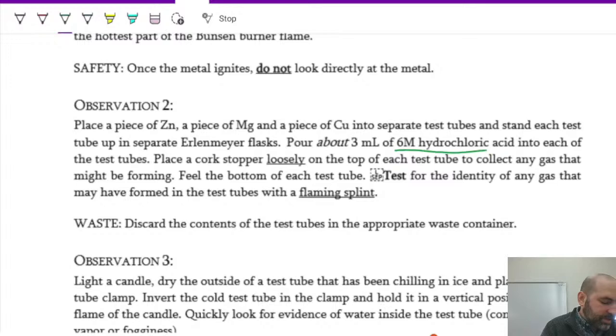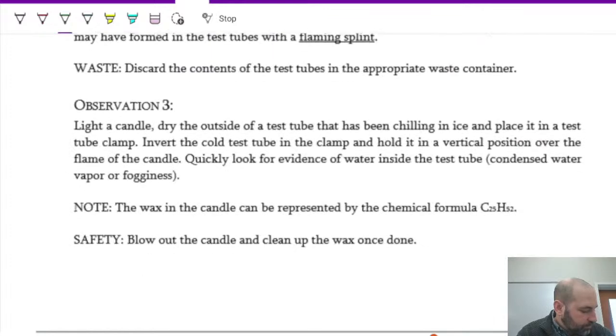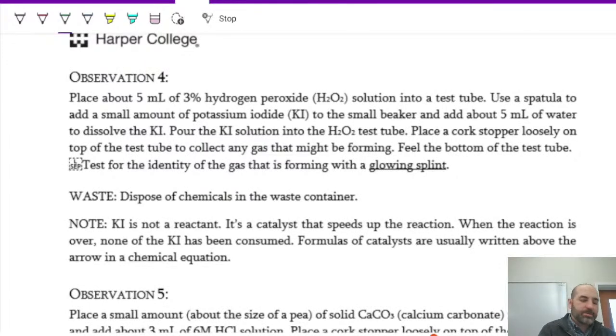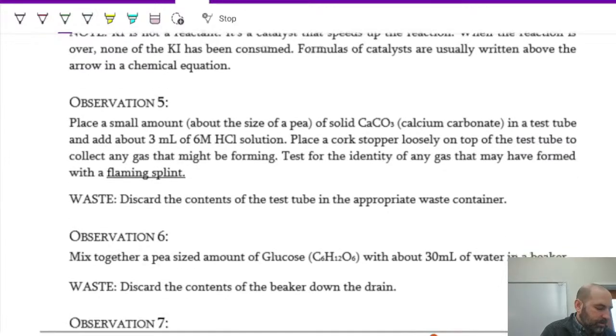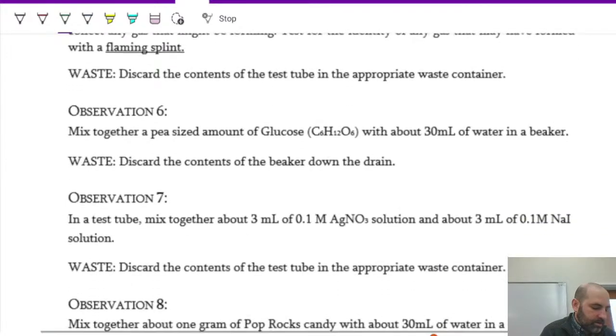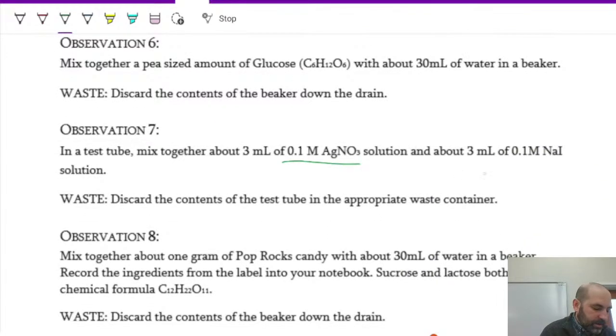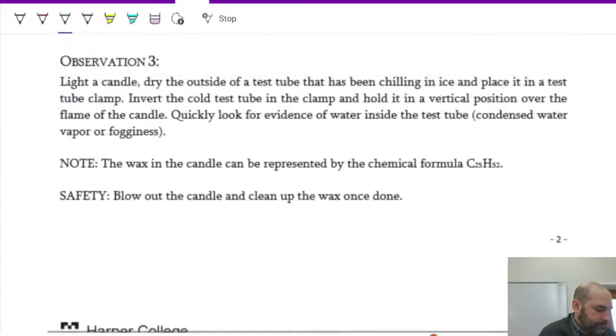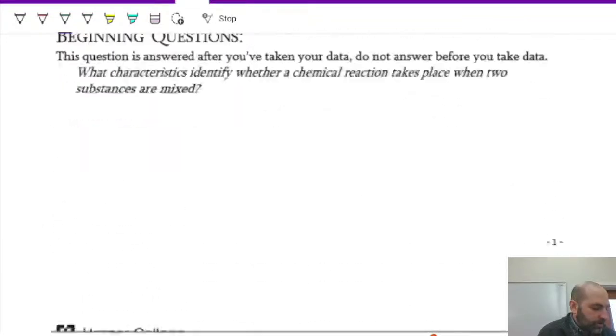You've got some 6M, that stands for 6 molar, which is a measure of concentration, hydrochloric acid. So definitely look out for that stuff. Definitely some dangers there, so look that stuff up. Water, candles, you don't have to look anything up like that. Look up some 3% hydrogen peroxide, some potassium iodide, calcium carbonate, again, we're using our hydrochloric acid. You don't have to worry about glucose. And then you do want to look at silver nitrate and sodium iodide.